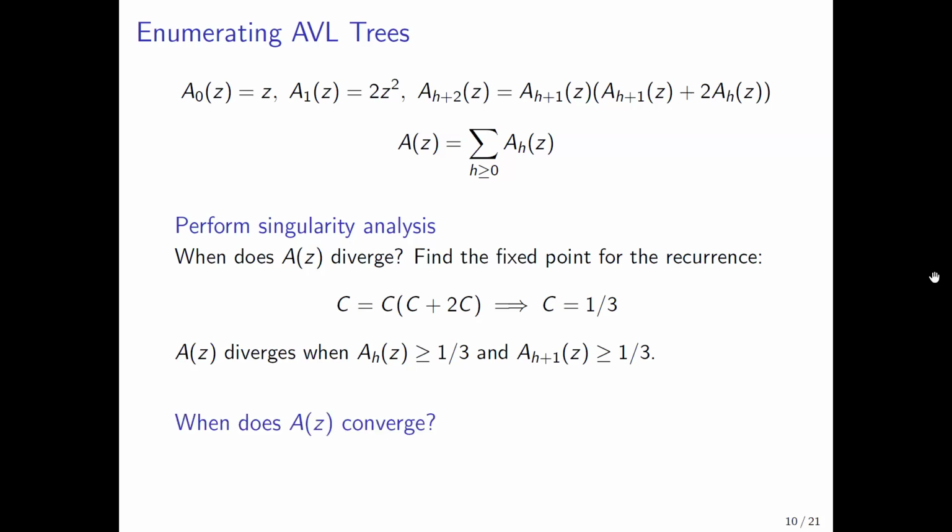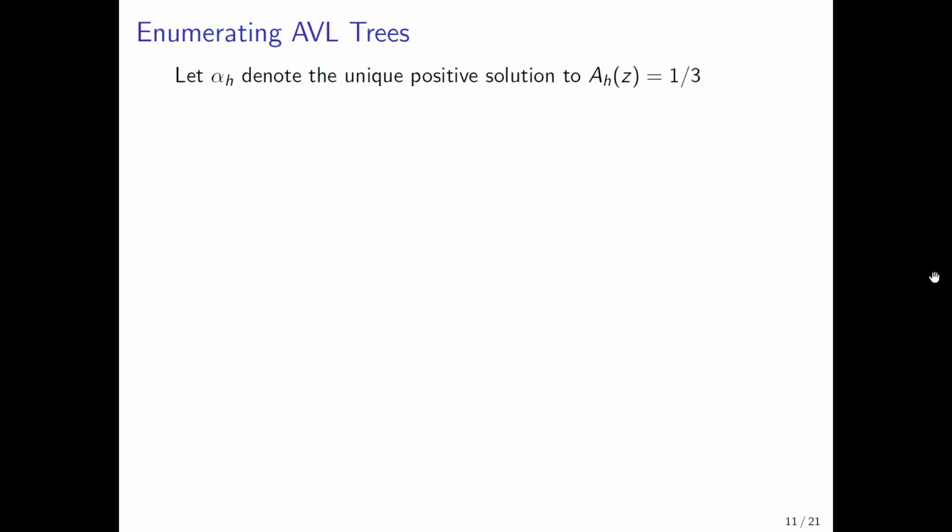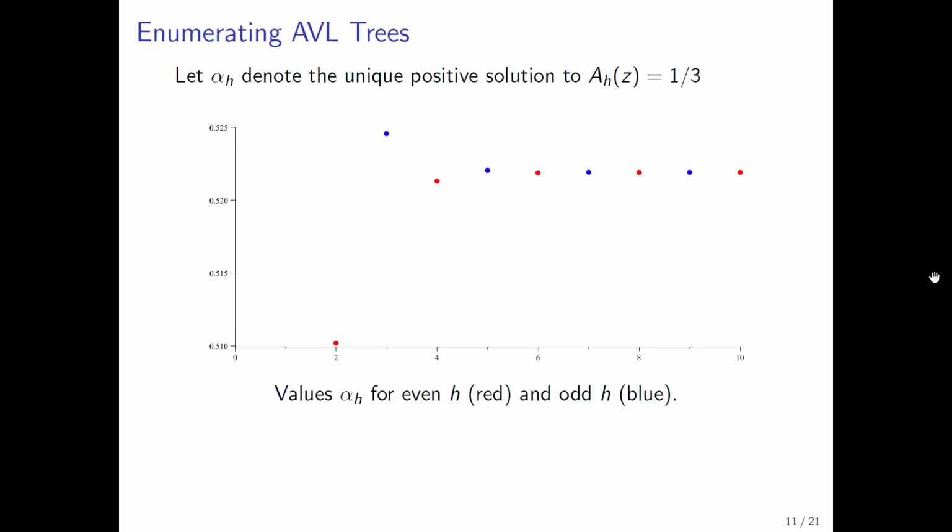And the next question we'll ask is, when does A of z converge? So we're going to define this new parameter alpha_h, which is going to be the unique positive solution to A_h of z equals 1/3. So this will be the value of z that gives you that fixed point for a given height. And here I've plotted the values for alpha_h going up to 10. And you'll see I've put the odd values in blue and the even ones in red.